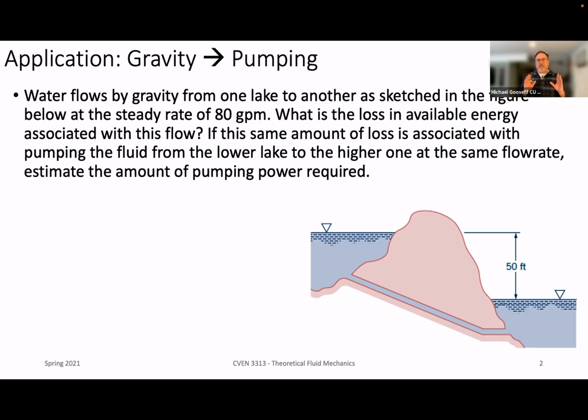The first thing that we're going to do is take a step and convert Q, the flow rate, into something a little more meaningful. We're given 50 feet as the elevation difference. So let's convert 80 gallons per minute to cubic feet per second. We'll have that set aside, and then we'll work through the first part of this problem on the next slide. And the slide after that, we'll work on the second part of the problem.